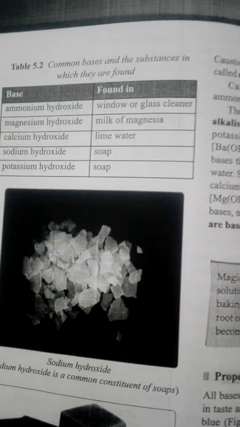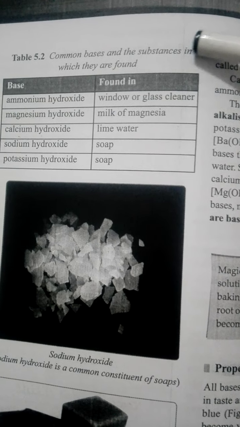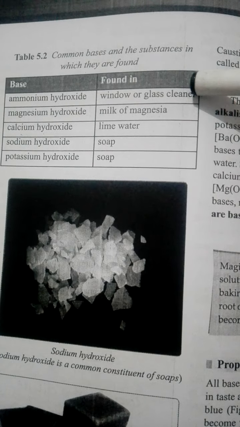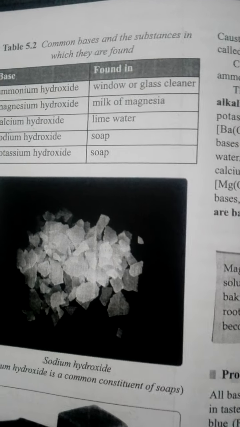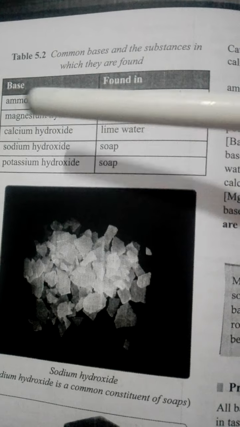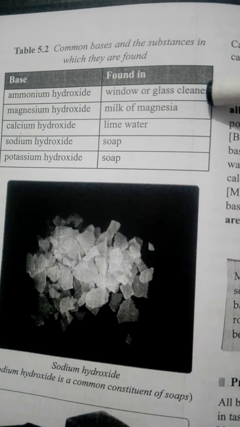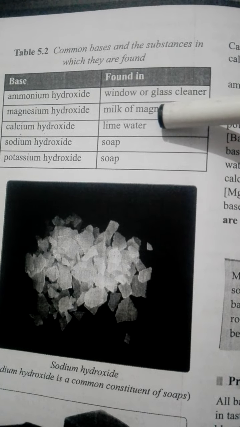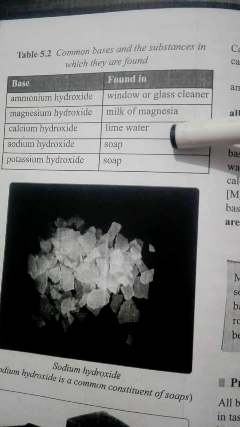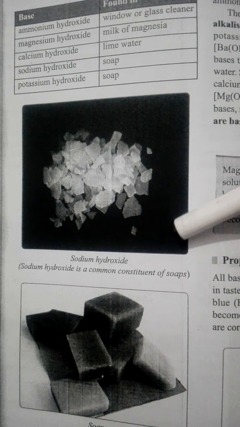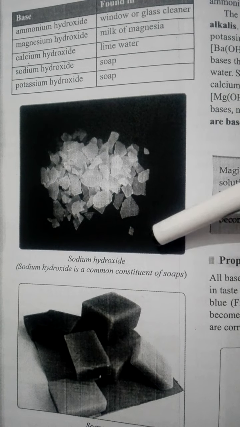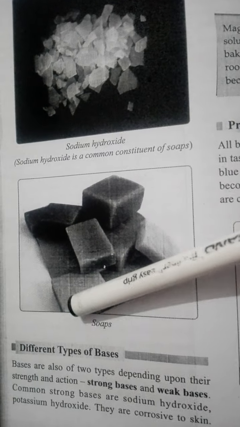Then here are some common bases and where they are found: ammonium hydroxide, window glass cleaner, and, like I told you yesterday, in paste also. Magnesium hydroxide, milk of magnesia. Calcium hydroxide, lime water. Sodium hydroxide, soap. Potassium hydroxide, soap. Sodium hydroxide is a common constituent of soaps. So these are different types of bases.